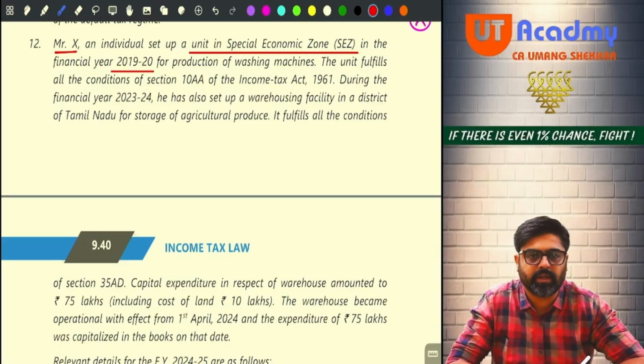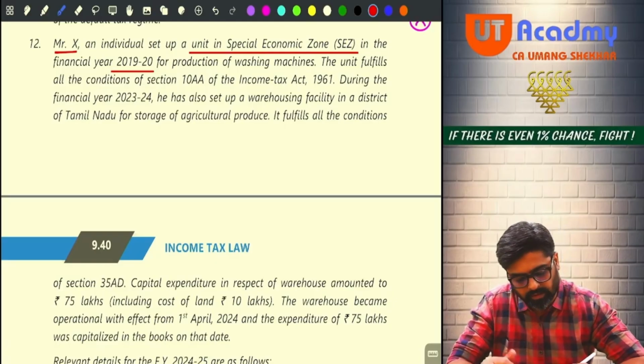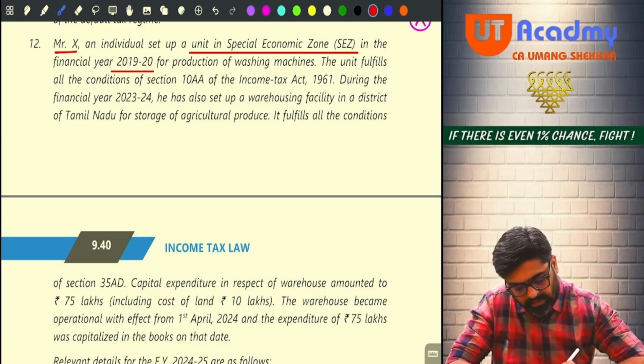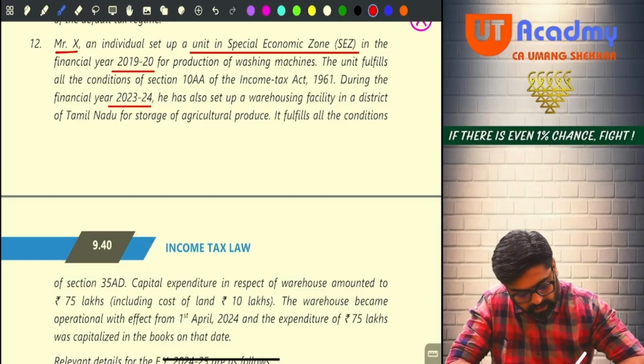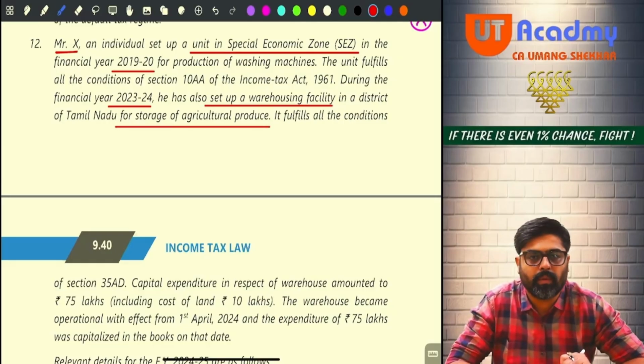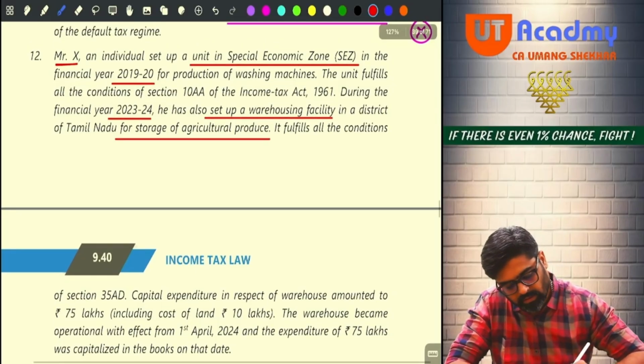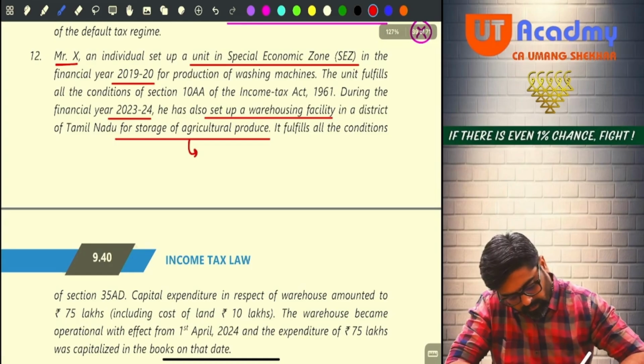So he started manufacturing business, manufacturing of washing machines from a unit in SEZ. The unit fulfills all the conditions of section 10AA. During the financial year 23-24, he has also set up a warehousing facility in the district of Tamil Nadu for storage of agricultural produce. Do you remember warehousing of agricultural produce is 35 AD, specified business.